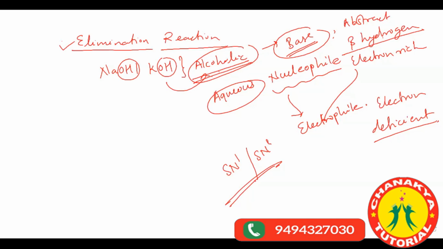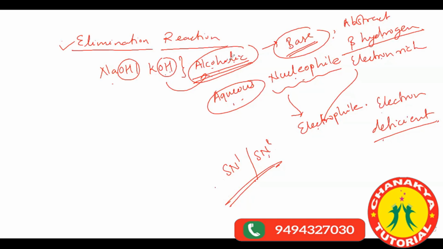Okay. So today we are going to learn about elimination reaction, right? In that, NaOH and KOH would be present. These are in alcoholic form, right? So the basic difference between alcoholic and aqueous is what? Whenever OH is in aqueous form, it acts as a nucleophile, right? And a nucleophile is an electron-rich species. It attacks an electrophile, which is an electron-deficient species, which we have learned in the SN1 and SN2 mechanism, correct?